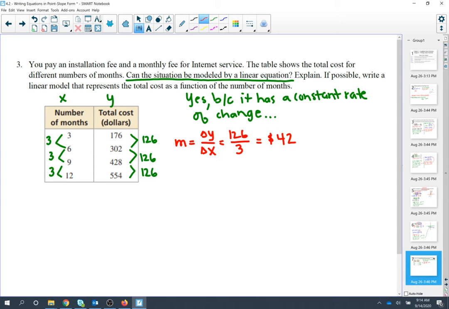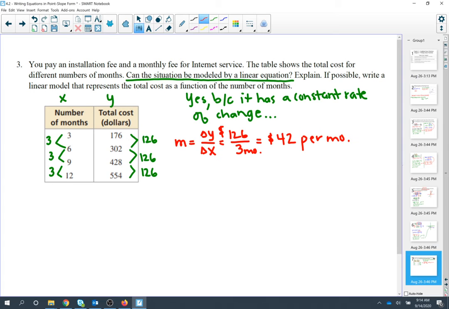But if we interpret that, because this was money and this was months, that's really $42 per month, which is a constant rate of change. So yes, because it has a constant rate of change of $42 per month, and that's a positive 42 because the money is going up. If the money was decreasing, it could potentially be a negative number.